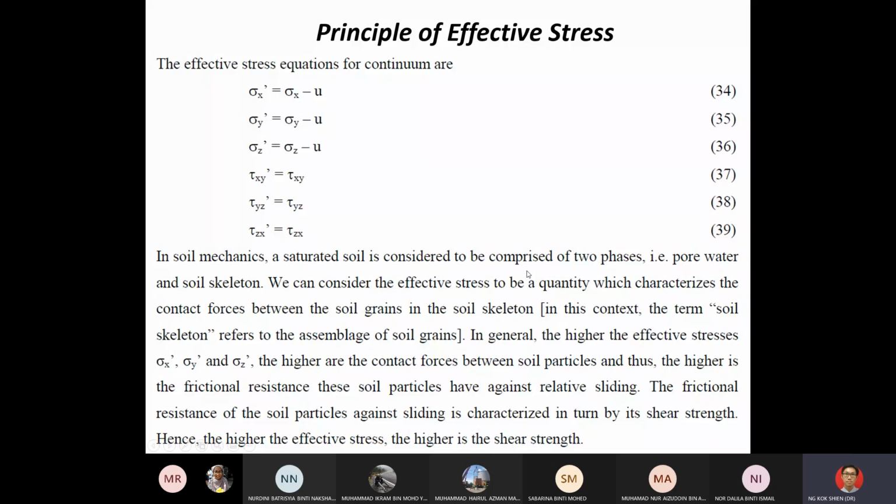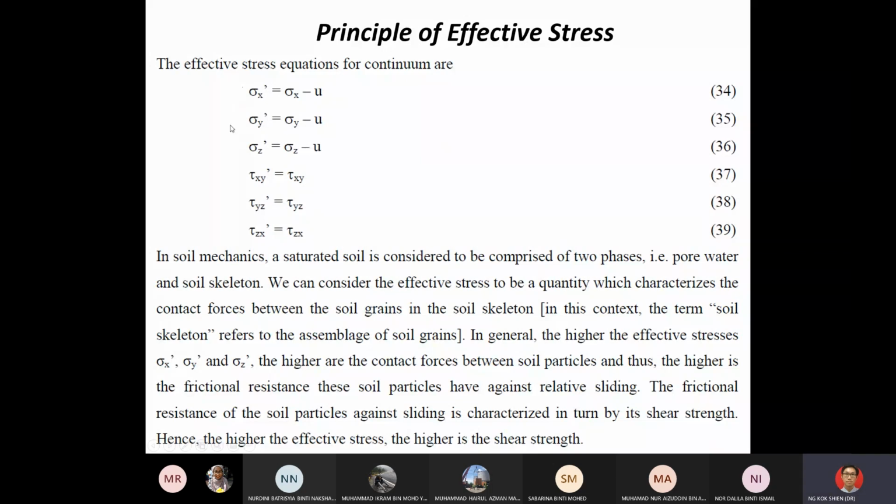Now we move to another small topic, more on the understanding of effective stress. You have learned this before, but now I try to reinforce your understanding of effective stress. Effective stress is total stress minus pore water pressure, right? I think you remember that. But you have to remember also that effective stress can be in different directions, same as total stress. It can be in the X, Y, and Z directions. And this effective stress equal to total stress minus pore pressure is always valid.